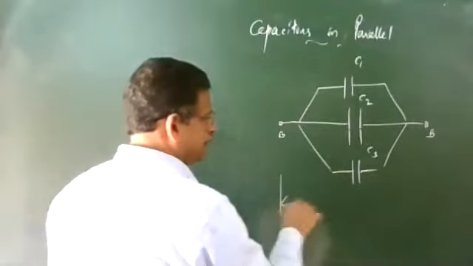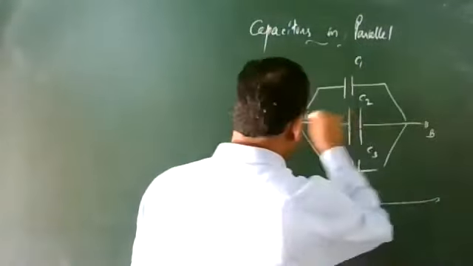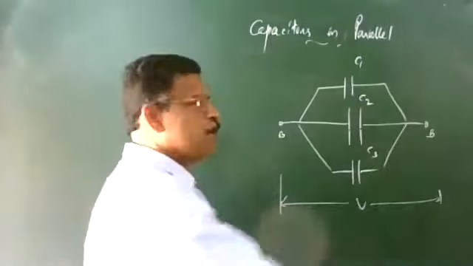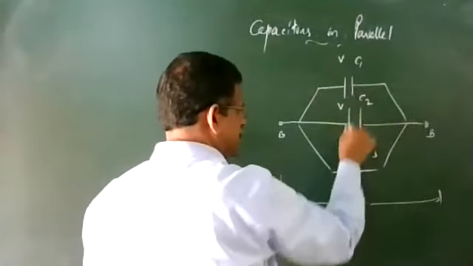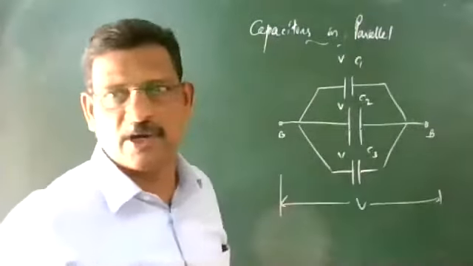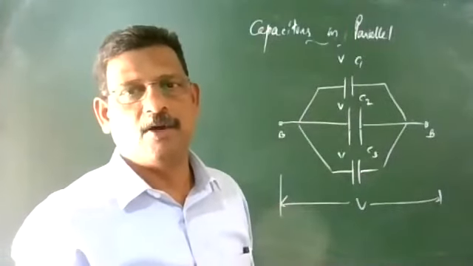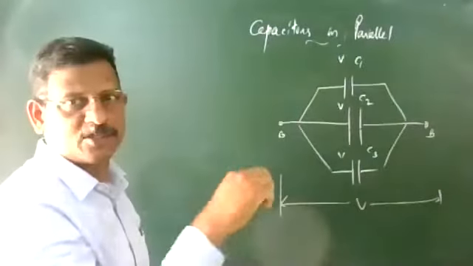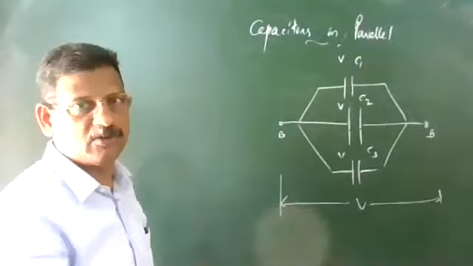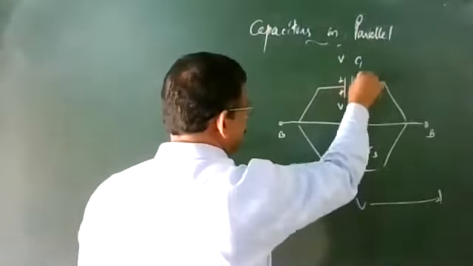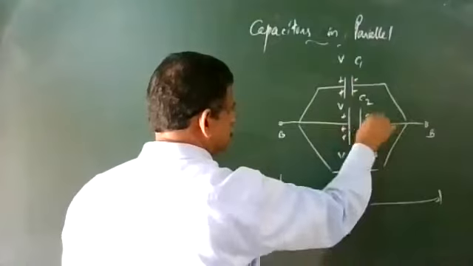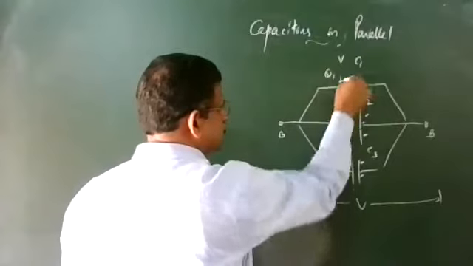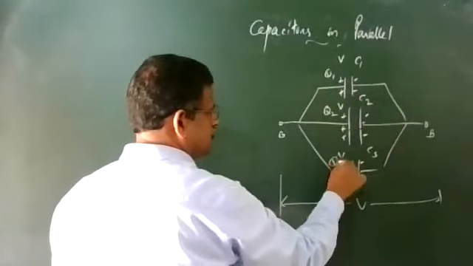Between A and B, the potential difference is V. So all are connected between the same points, and the potential difference across the capacitors remains the same. In all parallel connections, potential difference remains the same. Then the charge will be different, since the capacitors are different. So all are having different amounts of charge: Q1 is the charge on the first one, Q2 on the second, and Q3 on the third one.